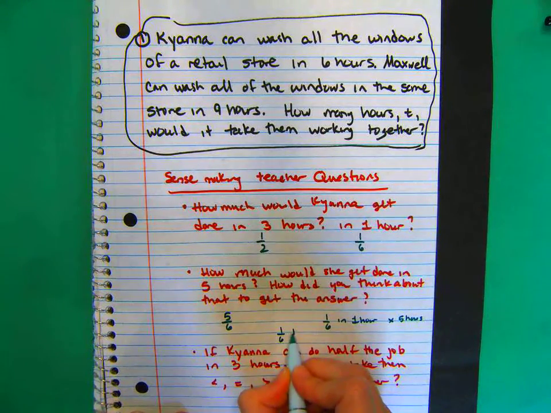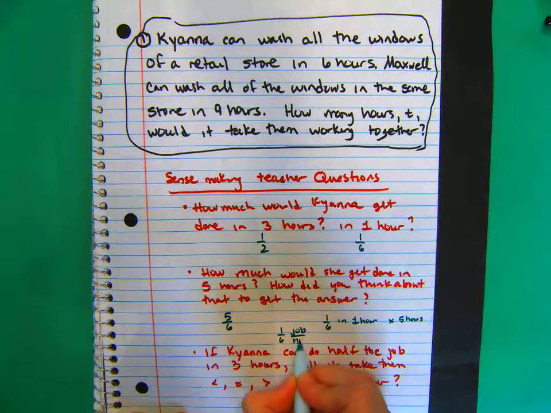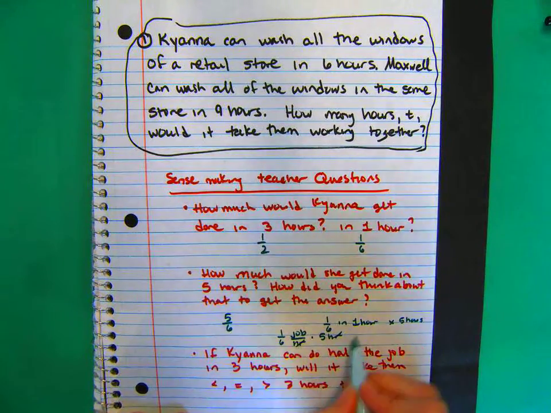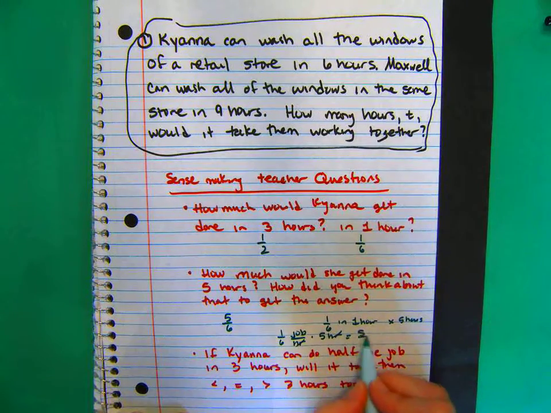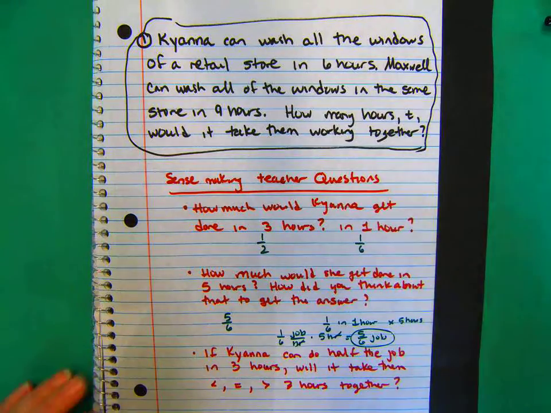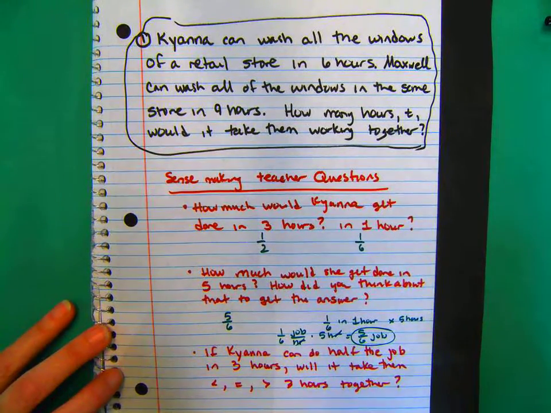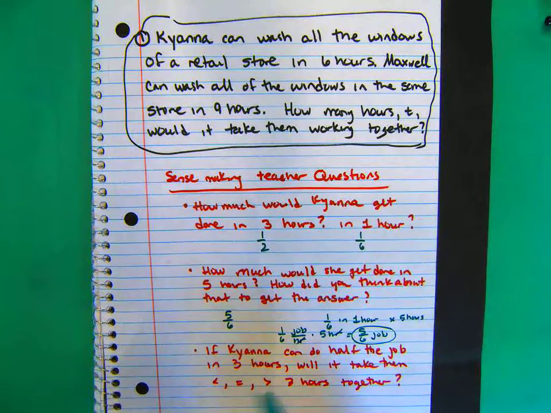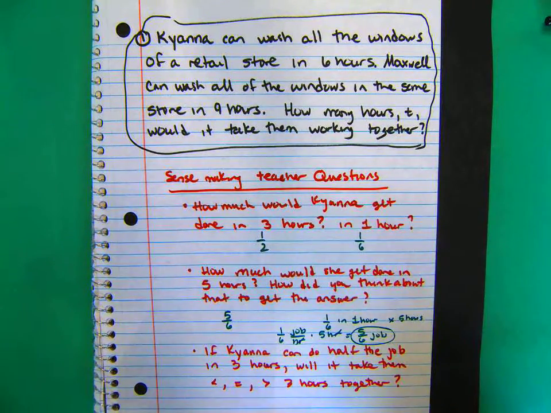1/6 job per hour times 5 hours, and then the hours would cancel out, and I would have 5/6 of the job. Okay. So students might think about those units to be able to figure that out, that they're multiplying those two things. And then just have them make a little prediction. If Kiana can do half the job in 3 hours, will it take them together less than, equal to, or greater than 3 hours when they're working together.